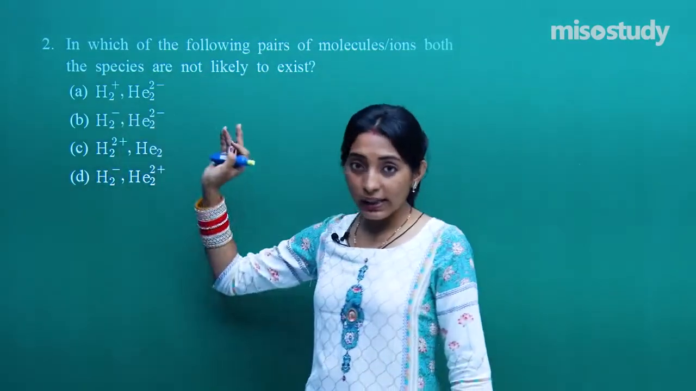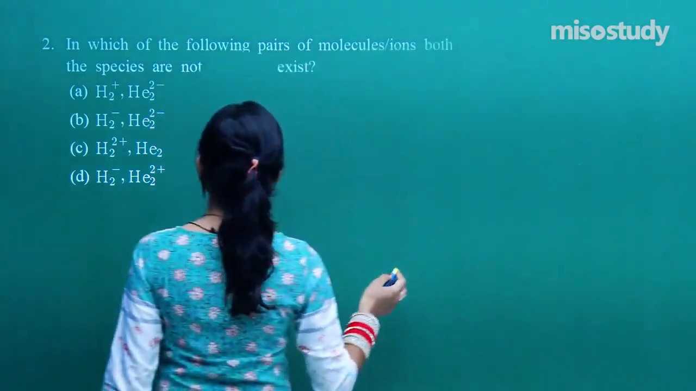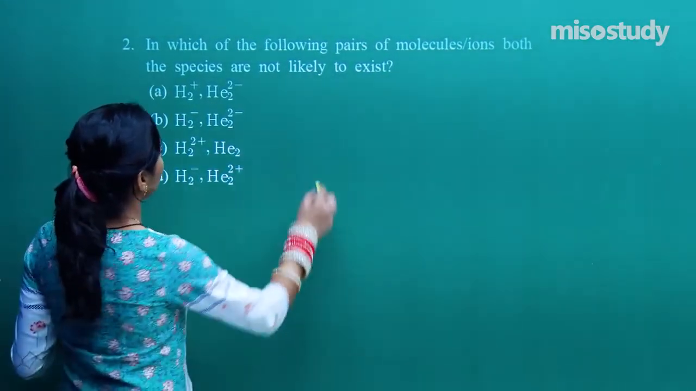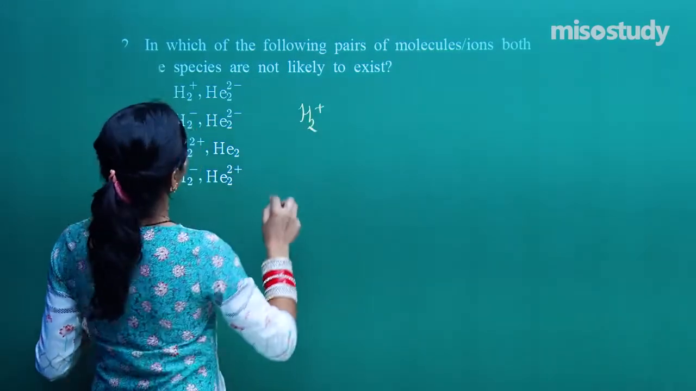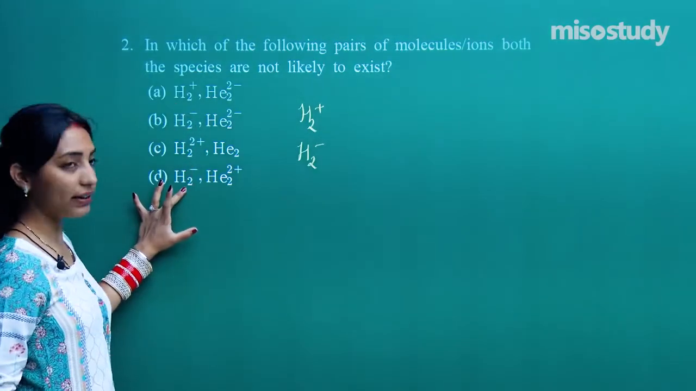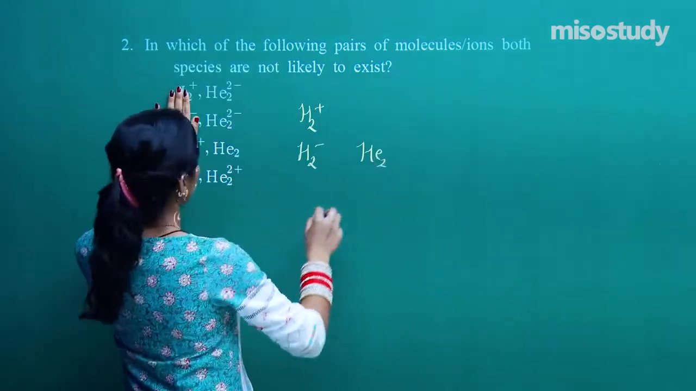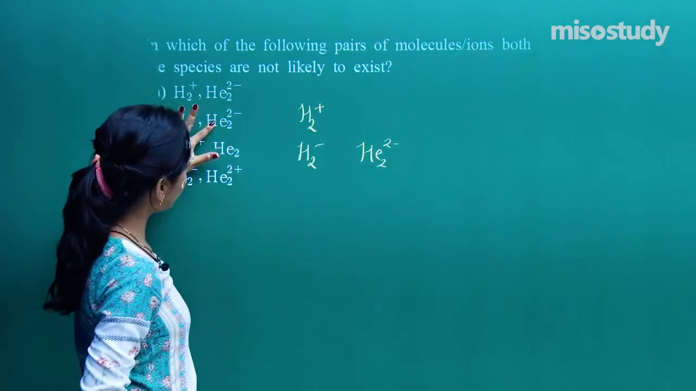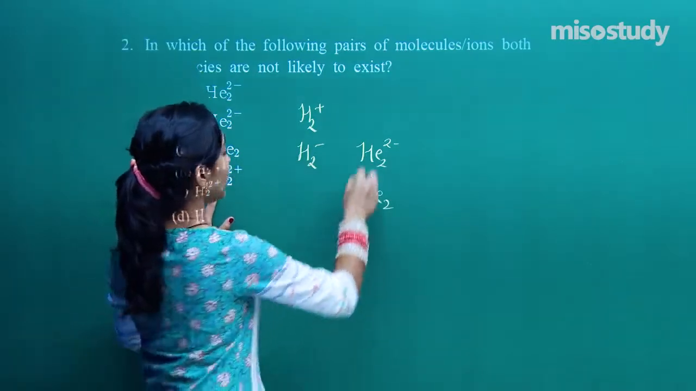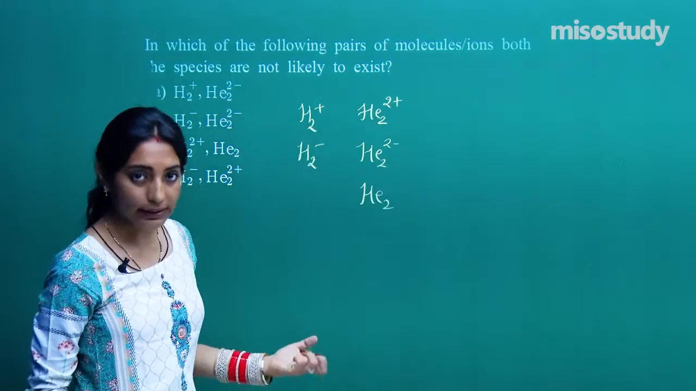So this is hydrogen and helium. The number of protons is very small, so we can simply make the pictures. Let me first write down all the options. We have H2 positive, H2 negative. So once again H2 positive and H2 negative are repeated, so these two are the common species. Then we have He2 with 2 negative, which is the same. Then we simply have He2, and the fourth one is He2 2 positive. So these are the 5 species which we need to consider, right?